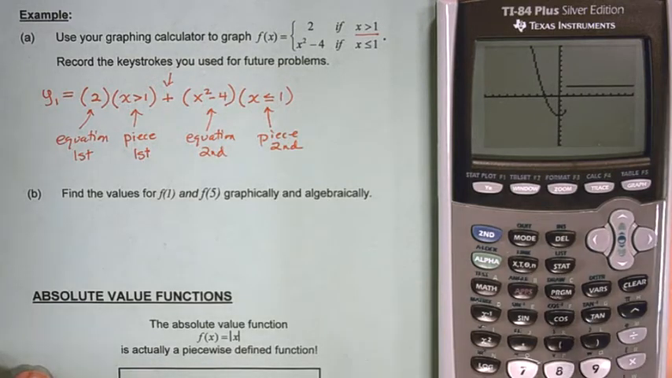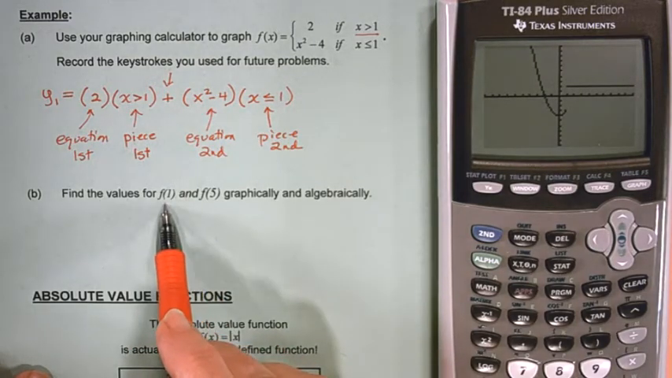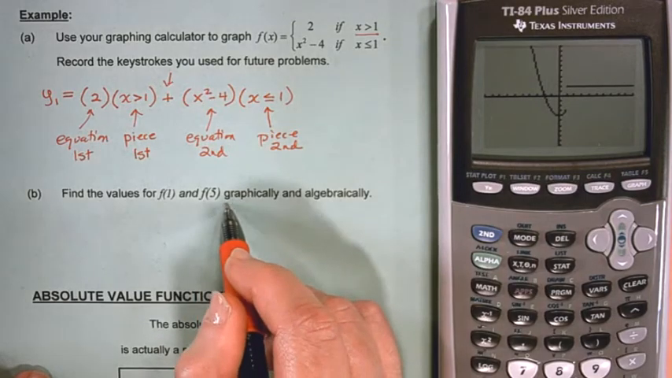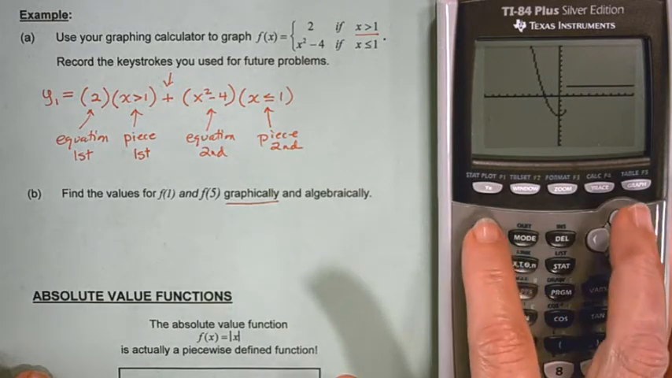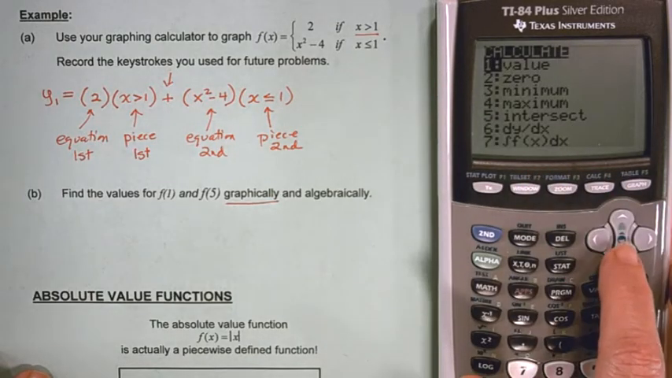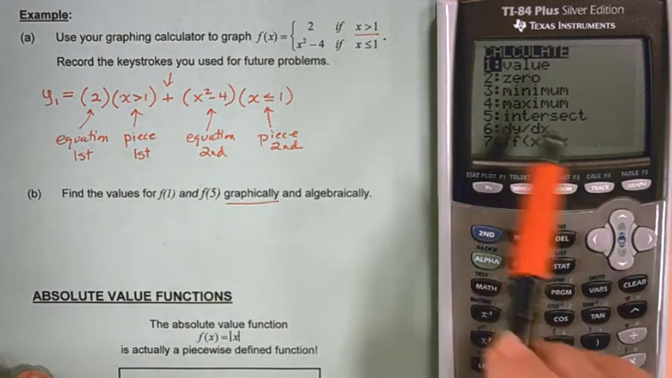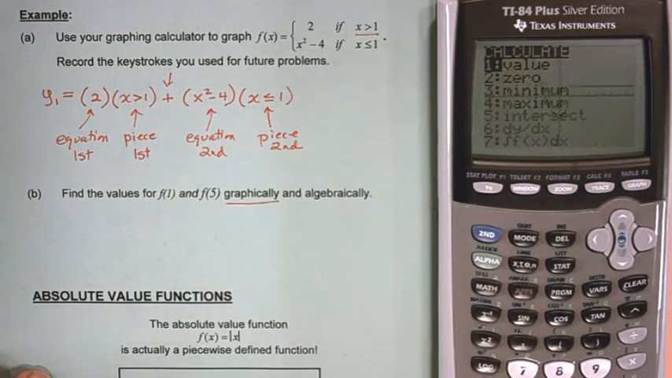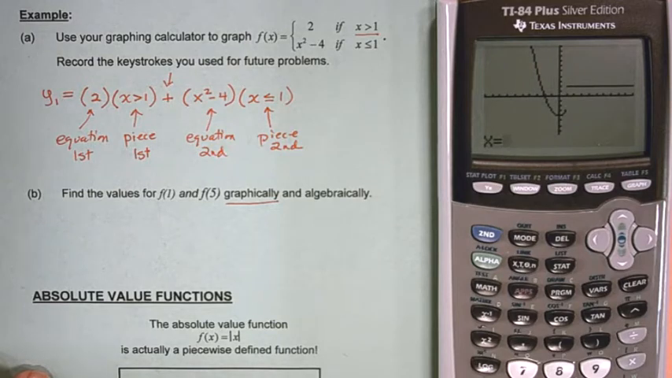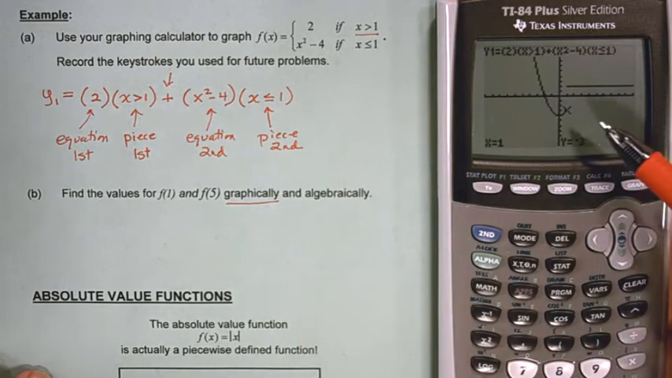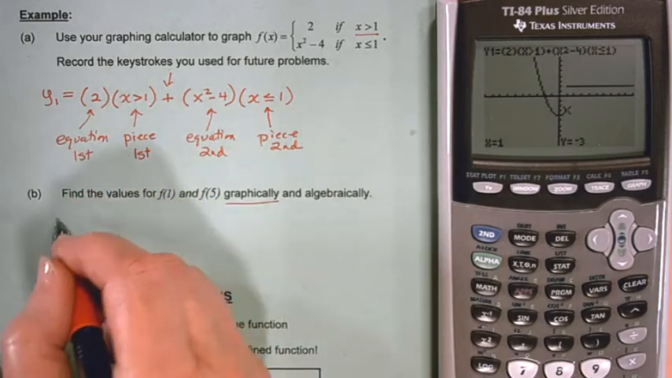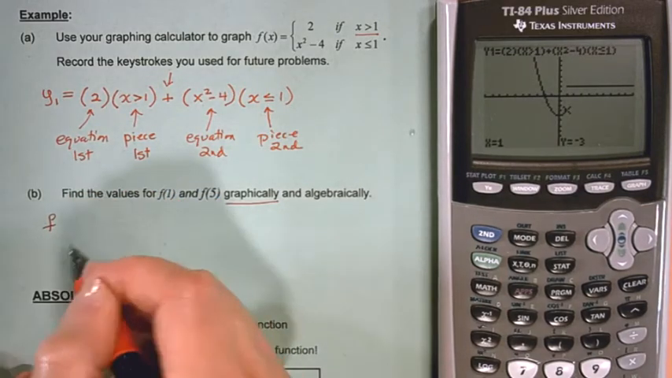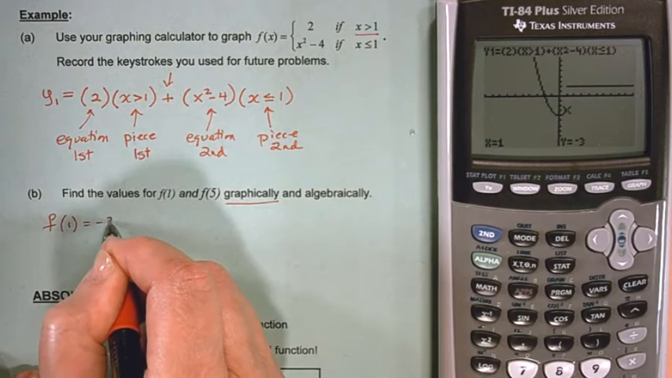Now, let's use our calculators to find the values for f of 1 and f of 5, first graphically, and then we can do it algebraically again. So in order to do that, I'm going to do second calculate. I'm going to use the value, the very first one, because I want a y value. To find f of 1, I type a 1 in here. I hit enter. And it puts the cursor where my answer is and tells me the answer is -3. So according to the calculator, f of 1 is equal to -3.